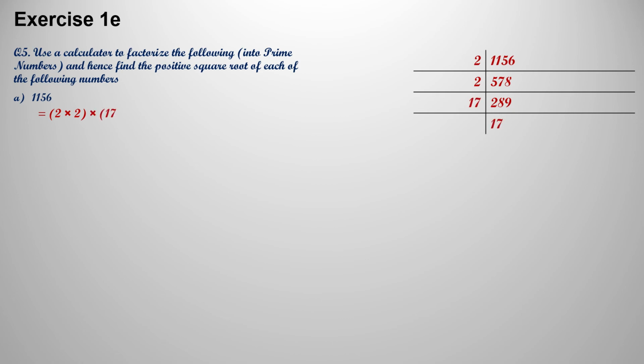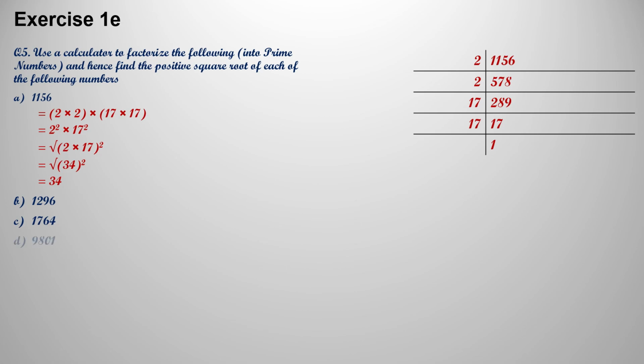Divide that by 17, the answer is 17. Divide that by 17 again, and the answer is 1. So you write one of these factors on the left hand side, make pairs of them, the answer is 34. Similarly, you need to find out the positive square roots for 1296, 1764, 9801, 11025, and 9604.